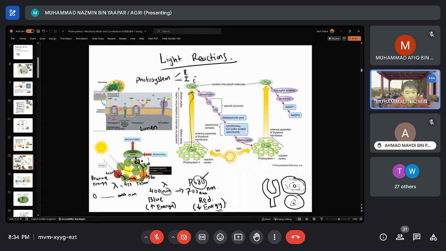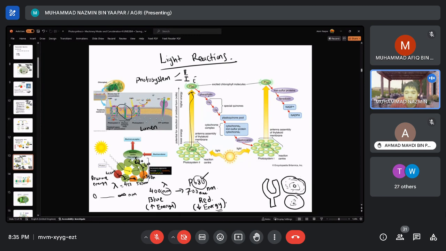That excited electron won't stay excited forever. It will return back to the ground state, but instead of returning to the chlorophyll in the reaction center, it is passed to the electron acceptor. So all the blue guys here are another kind of proteins in this region.